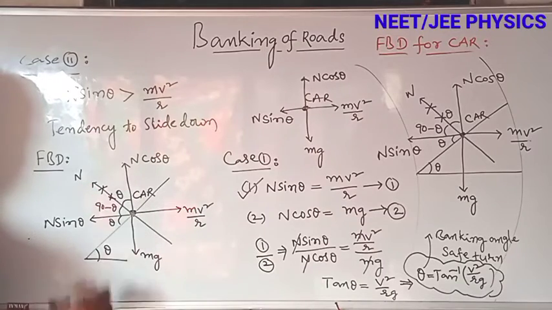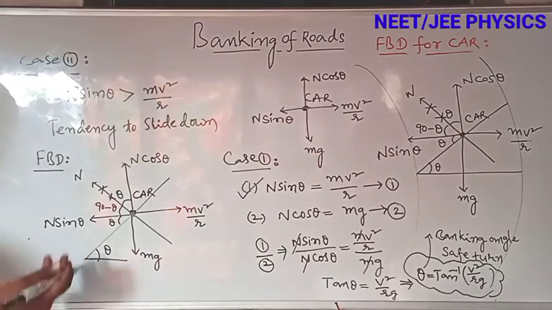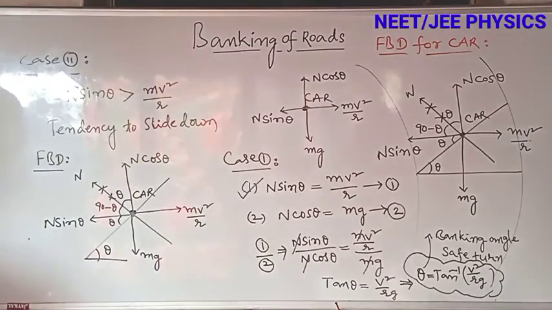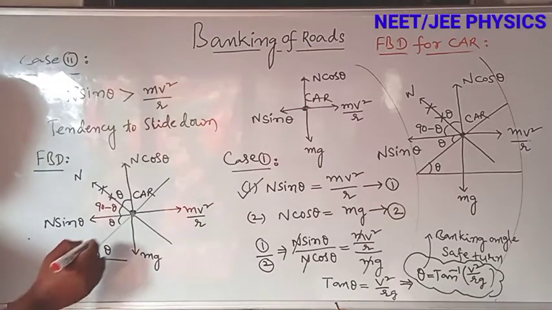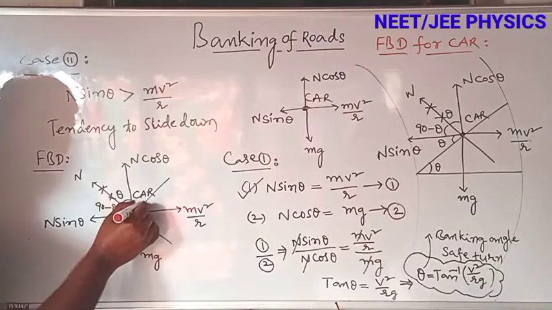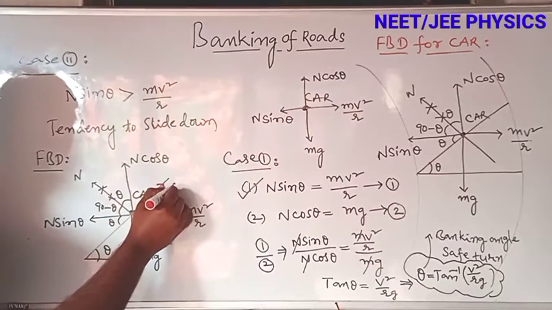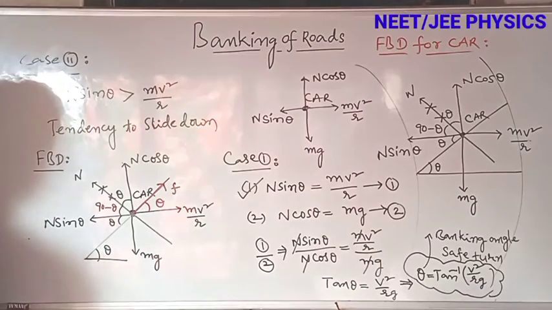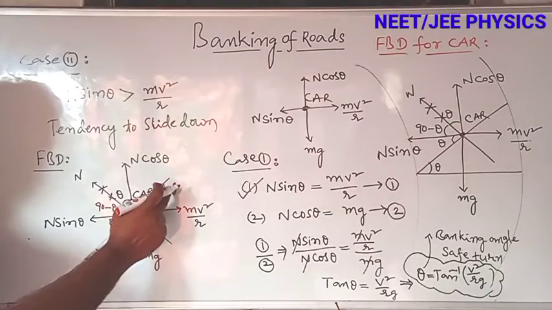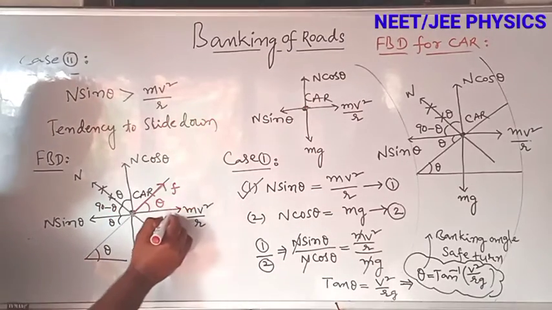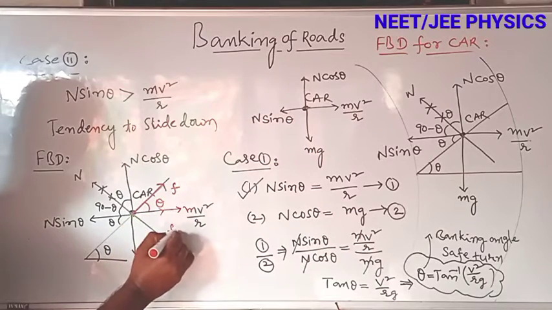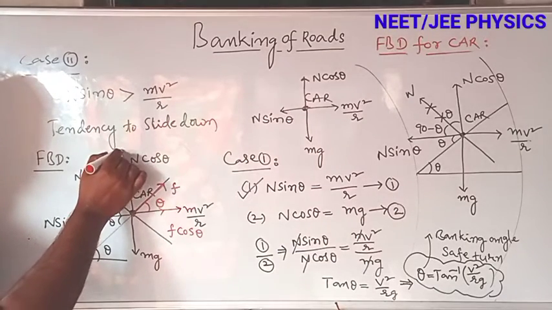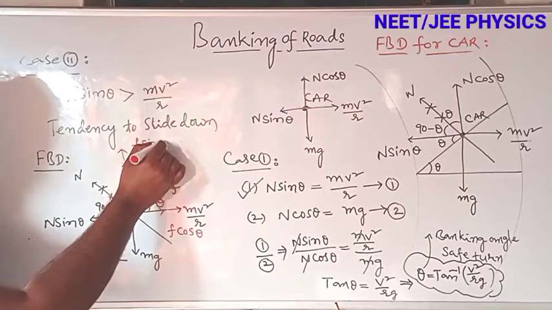Now I am dropping this N because I have divided it into two components. If N sin theta is greater than mv square by r, then the car slides down. At that time the frictional force acts upwards. The frictional force direction is upward. This is theta, and this is also theta because both are parallel lines here. And F I am going to resolve into two components. The horizontal component is F cos theta along this direction, and the vertical component is F sin theta.